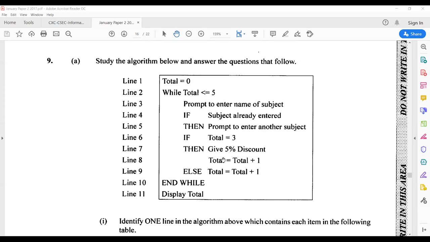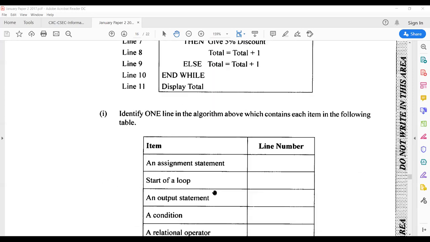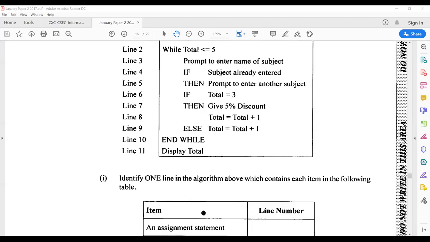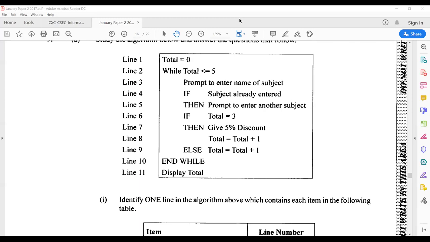Technically, you could say line 2 because it's comparing total to five, but because there are other options available, don't use line 2 because it was used previously. And the last one is a relational operator. A relational operator is used to compare values, for example less than or equal to, not equal to, this sort of thing. So again, it could be line 6 or line 2. Any one of those. But you can see very easily how multiple choice questions could be asked based on this.